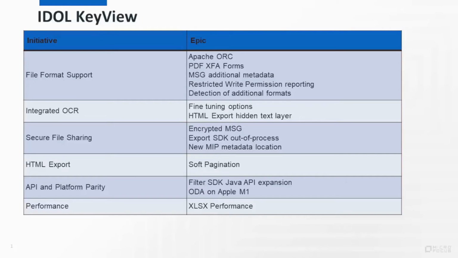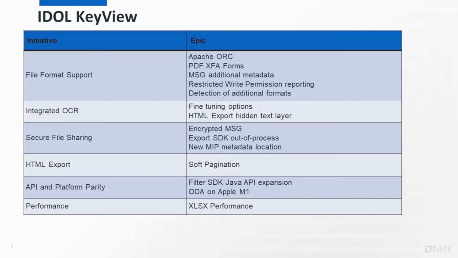In this video, we're going to see some features in the KeyView 12.10 release. We'll start with a brief overview of features, and then we'll look at a few of these in more detail. One of the key aspects of KeyView is its broad file format support, and we've extended that this release with Apache ORC, PDF XFA forms, and additional metadata from MSG files. We've added the ability to retrieve certain document permissions, and continue to extend detection as well.